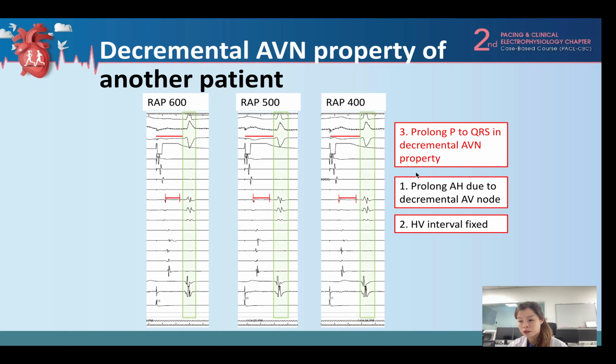Just for your reference, this is the decremental AV nodal property of another patient. As discussed, for decremental AV nodal property, the AH is prolonged, but the HV interval should be fixed, and the P to QRS interval is prolonged. There should be no augmentation of the QRS.